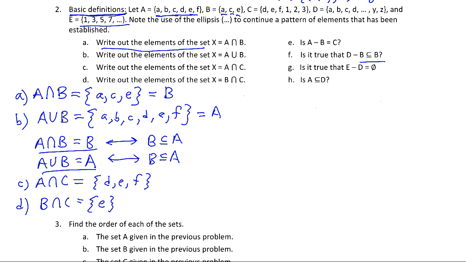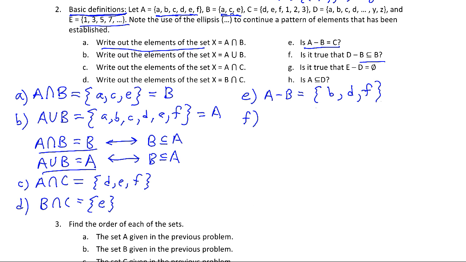Here now for part E, it wants me to do a set difference. Is A minus B equal to C? Well, what I'm going to do is I'm going to write out A minus B. And I'm going to take all the elements of A that aren't also in B. And we're going to therefore subtract out the elements A, C, and E from the set A. And I'm going to be left with the B, D, and F from set A. Okay? So I subtracted out those elements from A that are also in B.